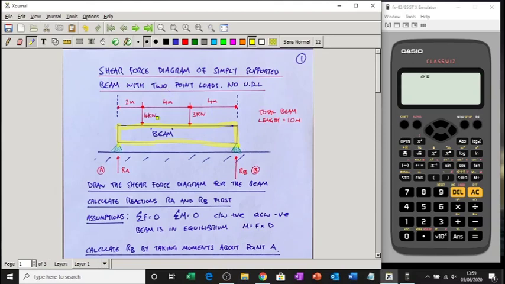It's got 2 point loads. So the 4 and the 3 are point loads. No UDL at the moment. There's no uniformly distributed loads. The beam is 10 meters long. It's 2 meters to the 4 kilonewtons, and then another 4 meters to the 3, and then 4 to the end. Total length is 10.